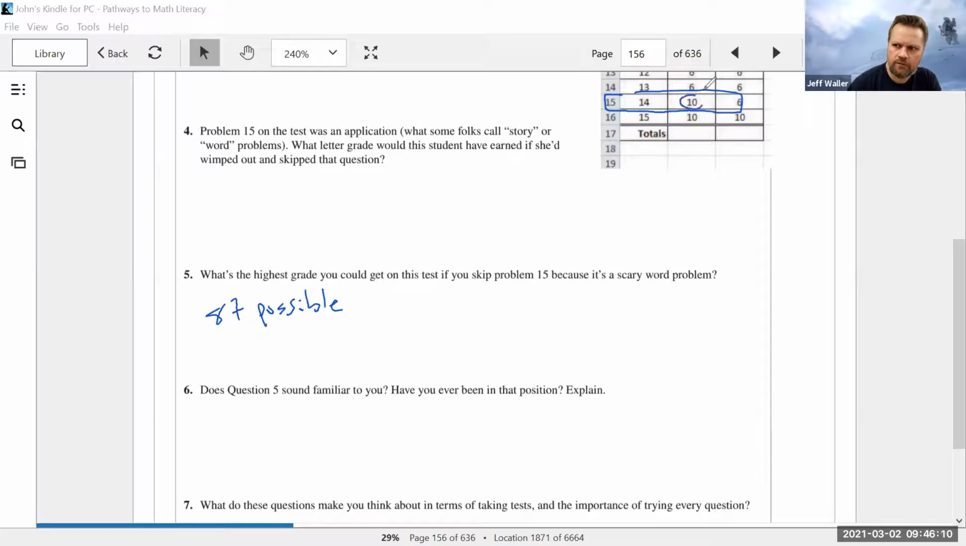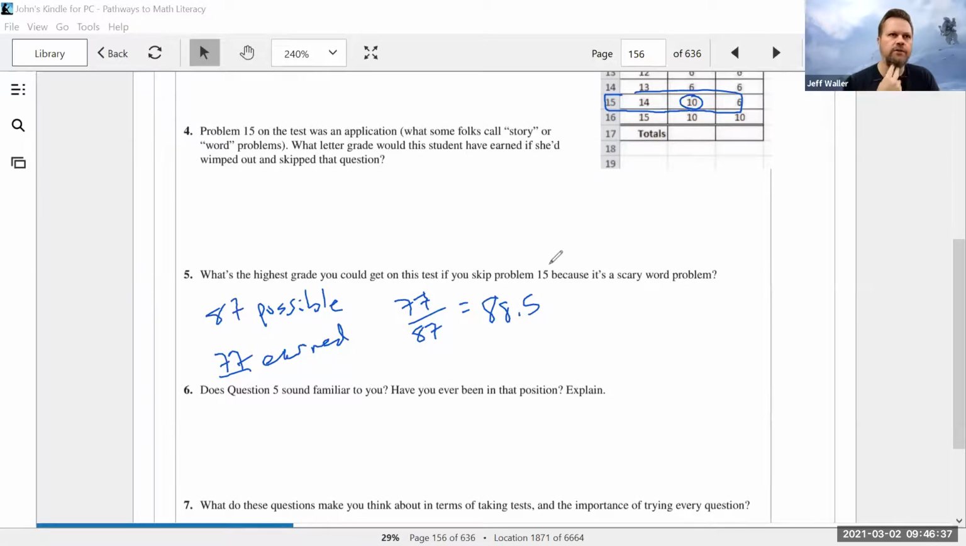So that would mean you would be out 10 points. So how many points would you have earned then? 77. So what is 77 divided by 87? 88.5. Yeah, 88.5. So if you totally skip that problem, you have completely made it impossible to get an A.